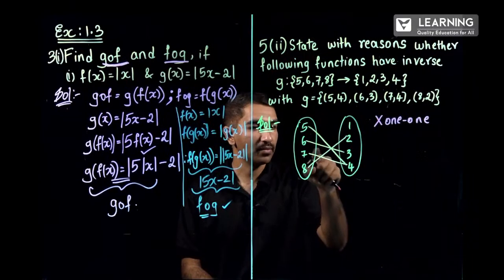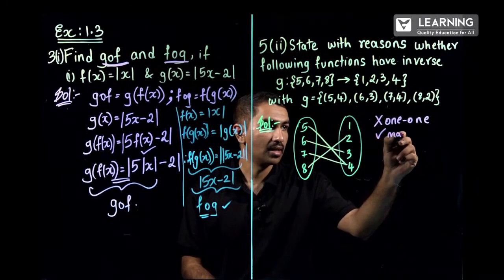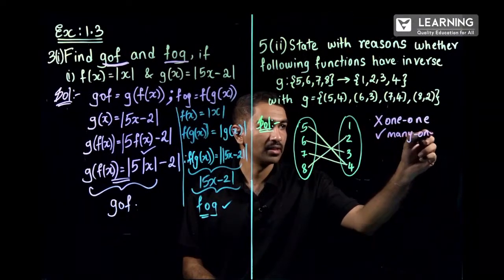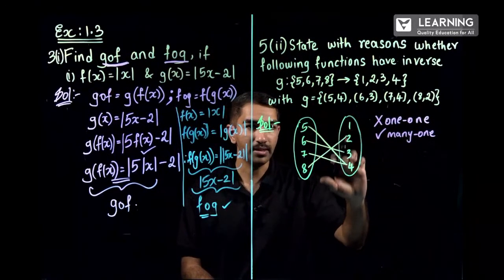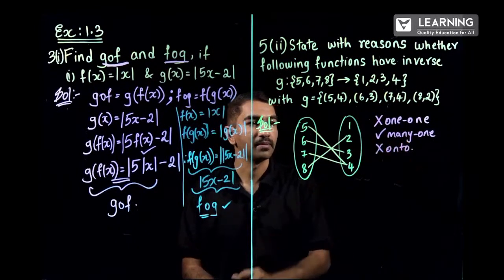Next, which type of function is this? This is called a many-one function. Is this an onto function? It is also not an onto function.